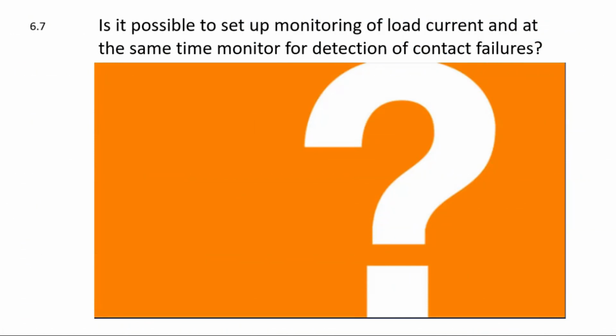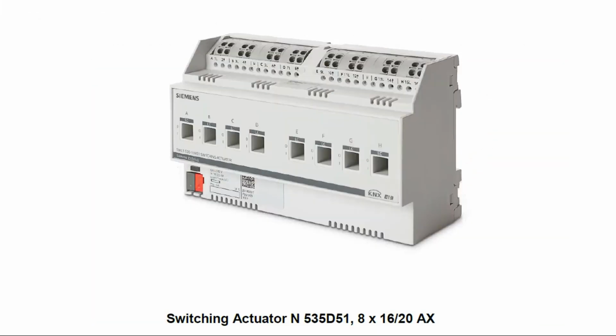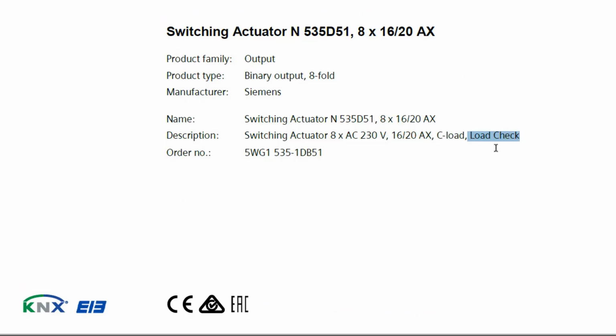Is it possible to set up monitoring of load current and at the same time monitor for detection of contact failures? Note: this parameter setting is only available for N535 switching actuator with load check.